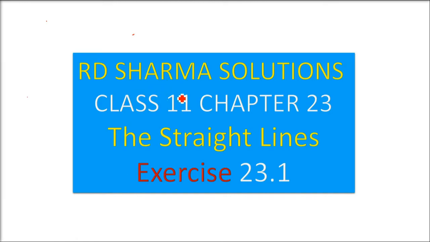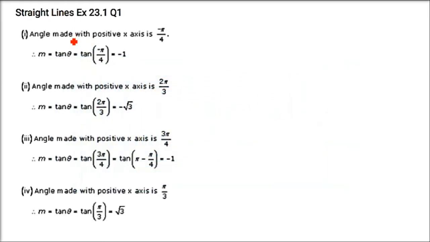We are taking R.D. Sharma Solutions, Class 11, Chapter 23. The Straight Lines exercise is 23.1. The first question has four parts. Find the slopes of the lines which make the following angles with the positive direction of the x-axis.